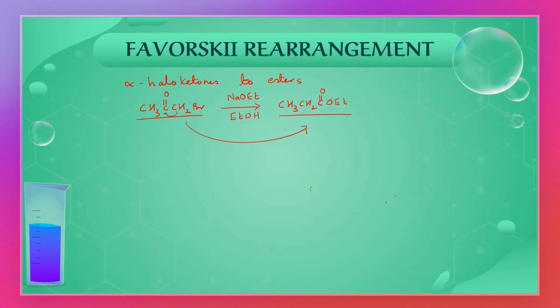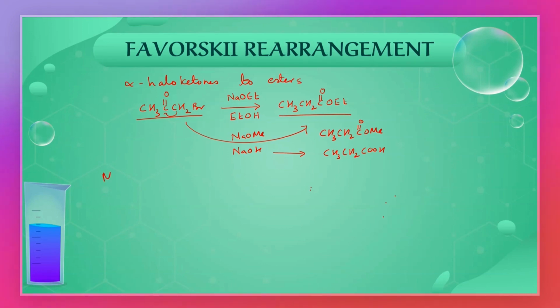So basically for this particular rearrangement, we require a base and we have taken the ethoxide, sodium ethoxide. We can also go for sodium methoxide. We can also take sodium hydroxide. If I take sodium methoxide, I'll get CH3, CH2, C double bond O, OMe. That is methyl ester. If I take sodium hydroxide, I'll get CH3, CH2, COOH. It is carboxylic acid. So depending upon the reagent, I'll be having a variety of products.